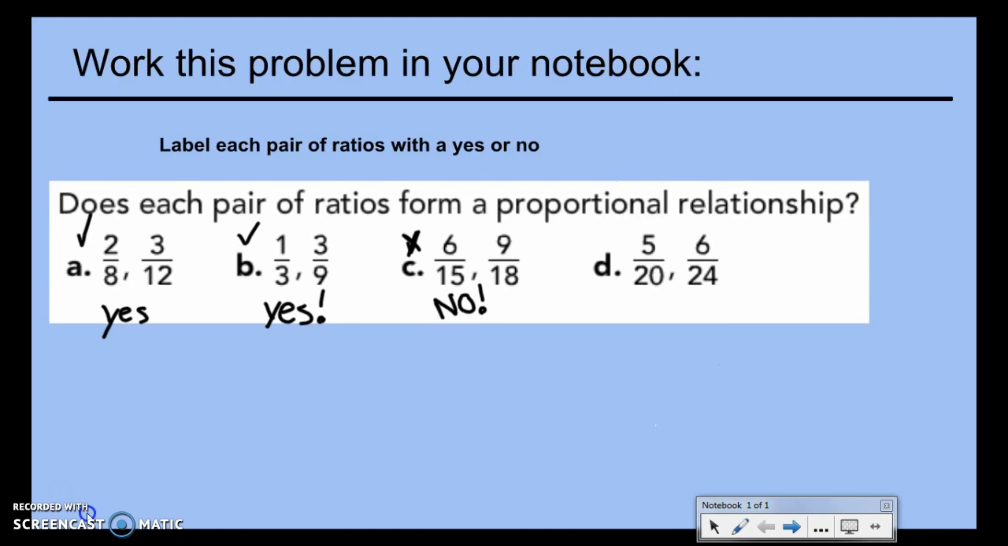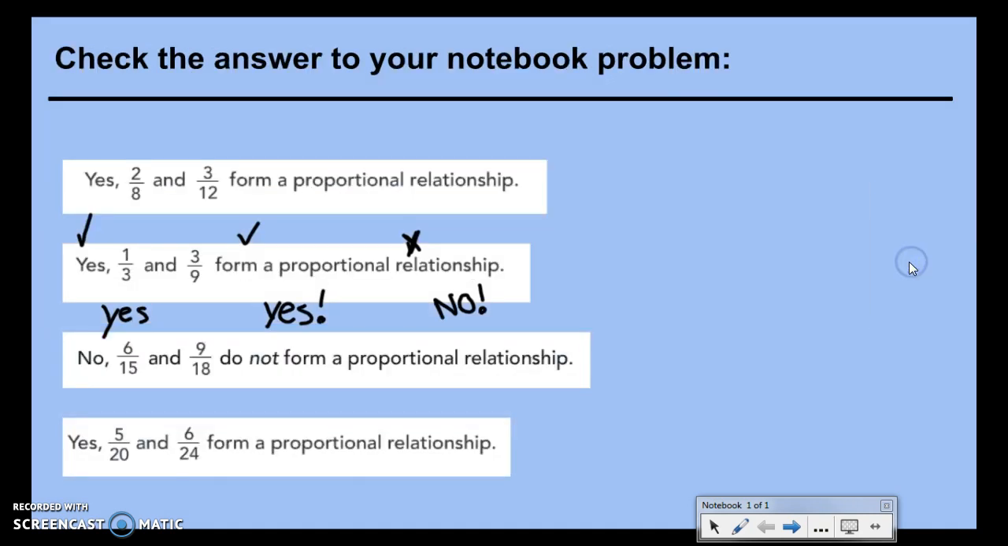And in case you weren't sure, here's the answers. In case you doubted me, here are the correct answers. Alright, let's keep going.